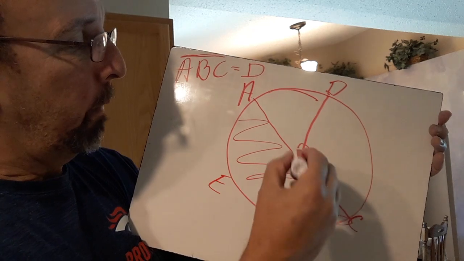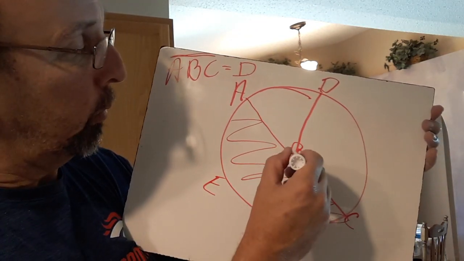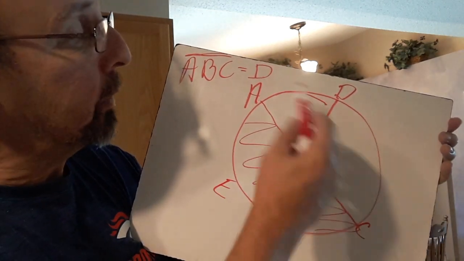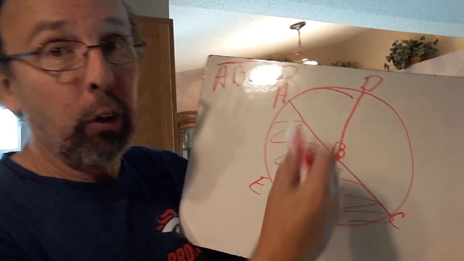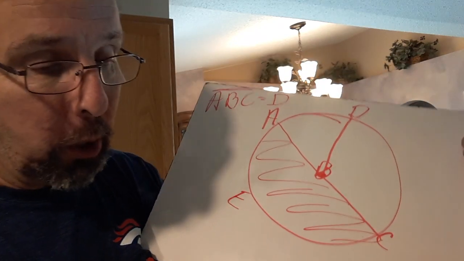This point B here is called the center of the circle. So you've got radius, diameter, arc, and semicircle. You need to know those terms. They'll ask you to define those on a circle like this. That's going to be on your quiz as well.